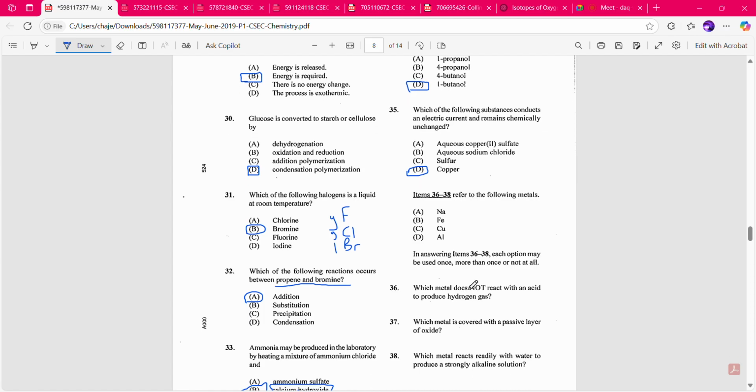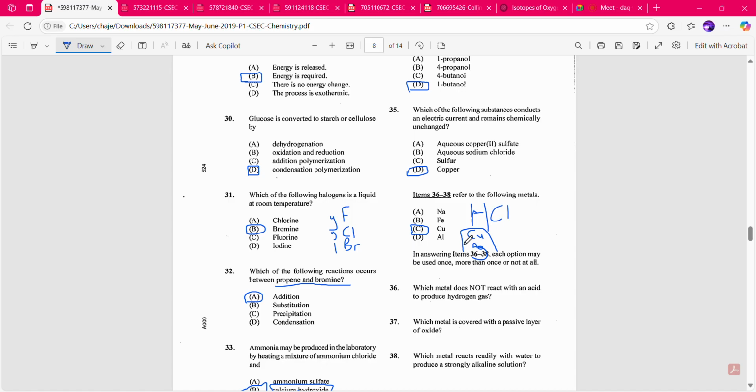36 to 38 refers to the following metals. Which metal does not react with an acid to produce hydrogen gas? The correct answer is C. Copper is lower in the electrochemical series than hydrogen. The two metals that are lower than hydrogen, so it's hydrogen, then it is copper, then it is silver. I just remember these two right here. Silver being the lowest. I remember that you can't have a lower metal displacing something higher in the electrochemical series.